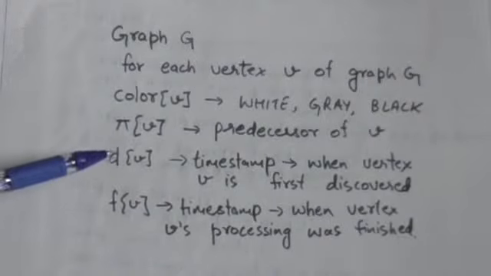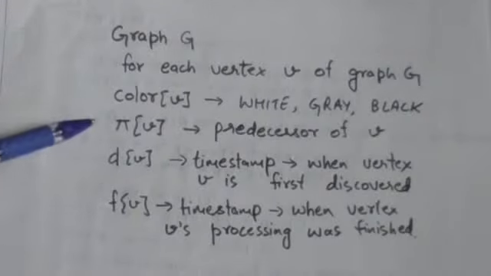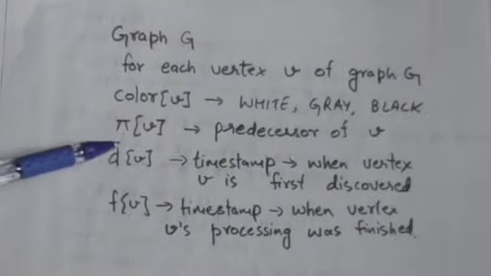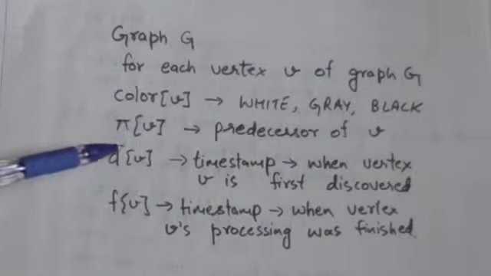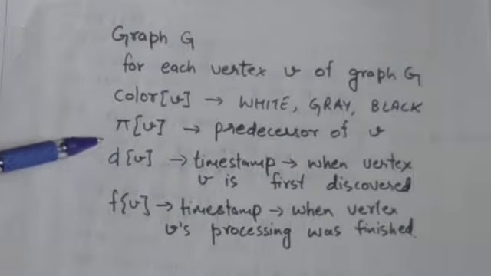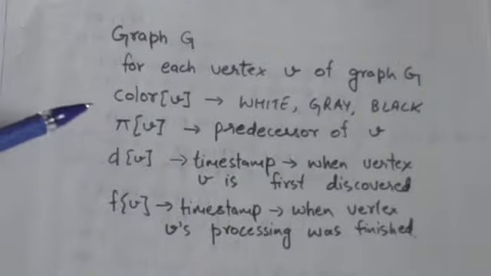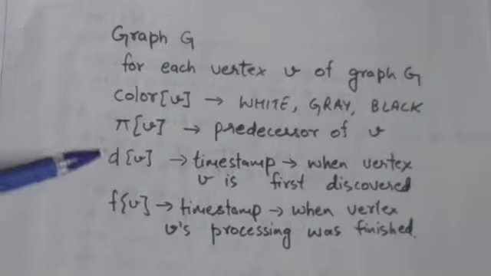dv and fv are two timestamps, right? Actually they are integers, right? dv records the time when vertex v is first discovered. So dv is called the discovery time of vertex v, right? And fv records the time when vertex v's processing was finished, right? So fv is called the finishing time of vertex v, right?